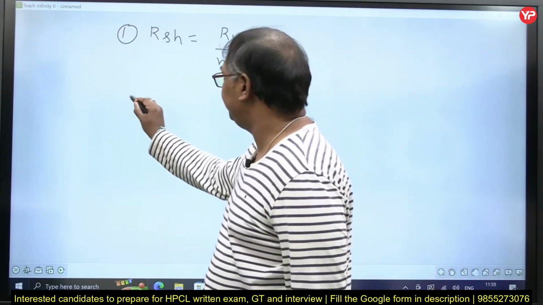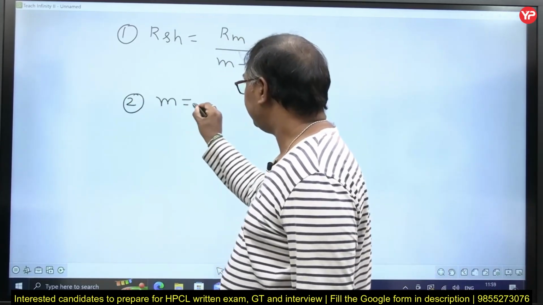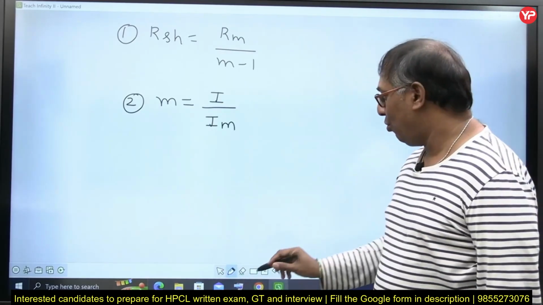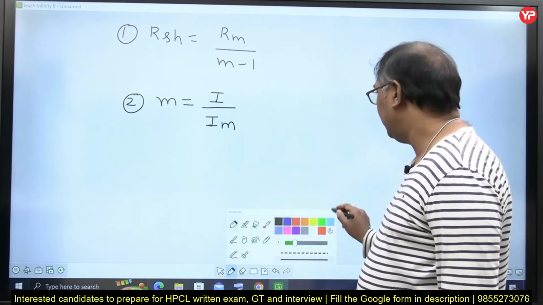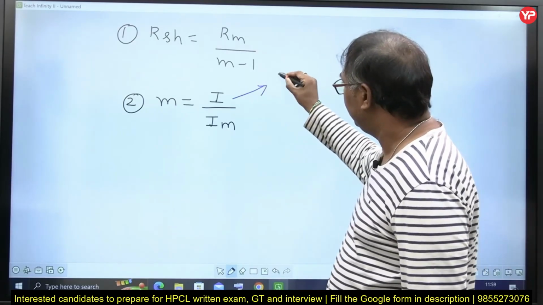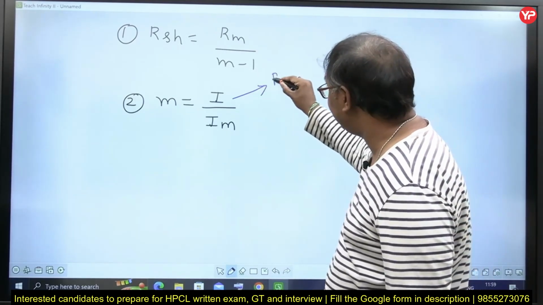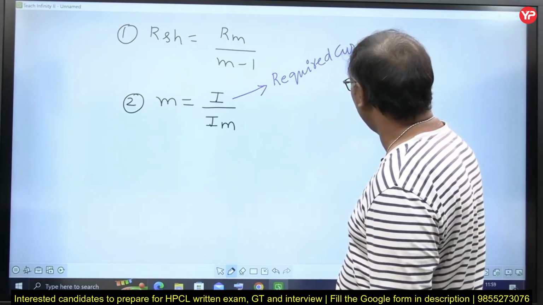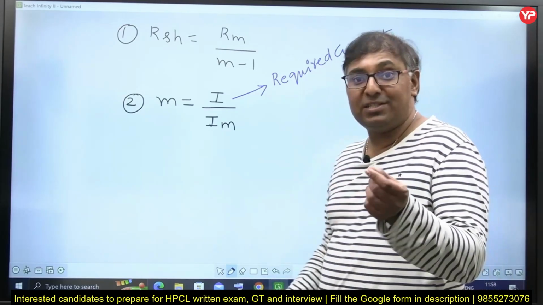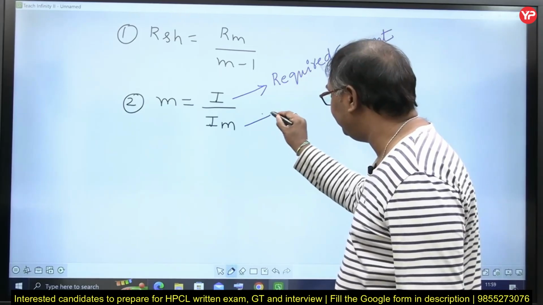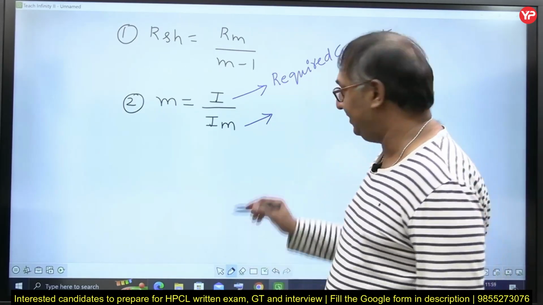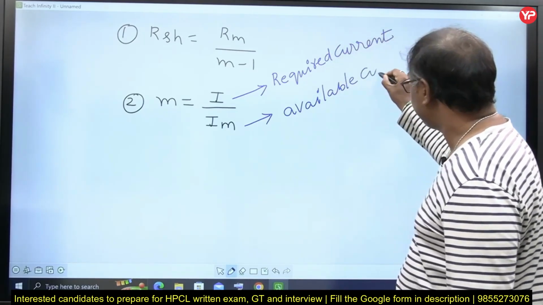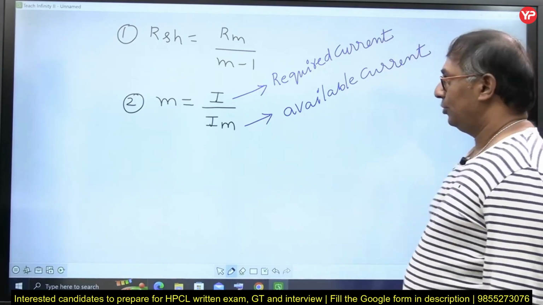Next, what is M? M is I by IM. What is this I actually? I is the required current, the current which you want to measure. What is IM? IM is the available current. Hope you got the point.